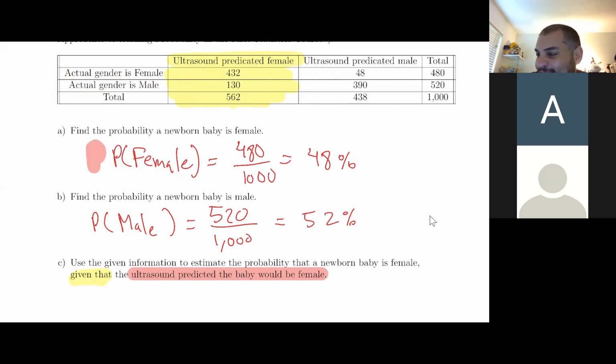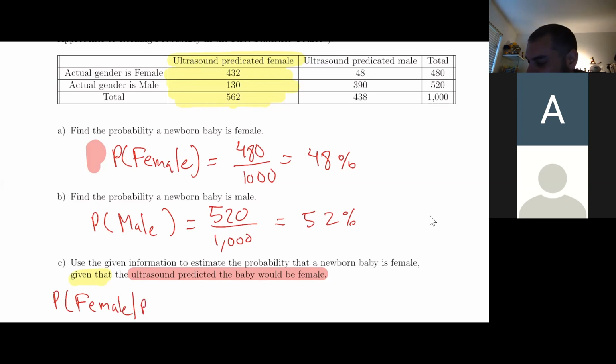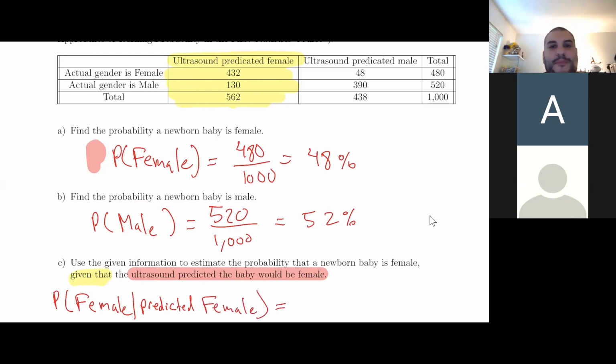So for this one, we're going to find the probability it is female, given it was predicted female. So how many babies were predicted to be female?